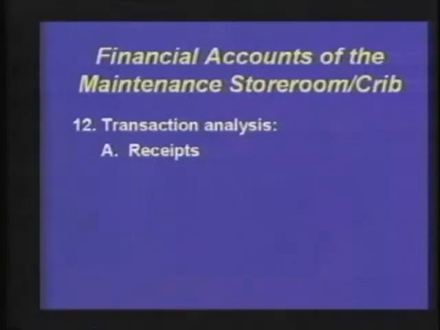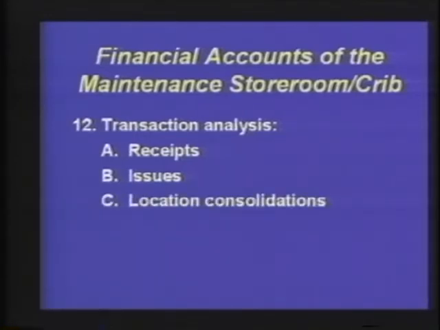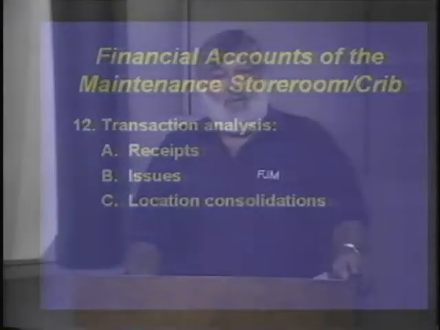And then item number 12 is transaction analysis. And that is, how well are the receipts being recorded? Have there been adjustments? Issues recorded, again, have there been adjustments? And then location consolidations. Is the sum of 2 or more locations equal to the sum of total inventory when it is put into one location? If there are variances and record adjustments have to be made, likewise adjustments should be made to the financial record.